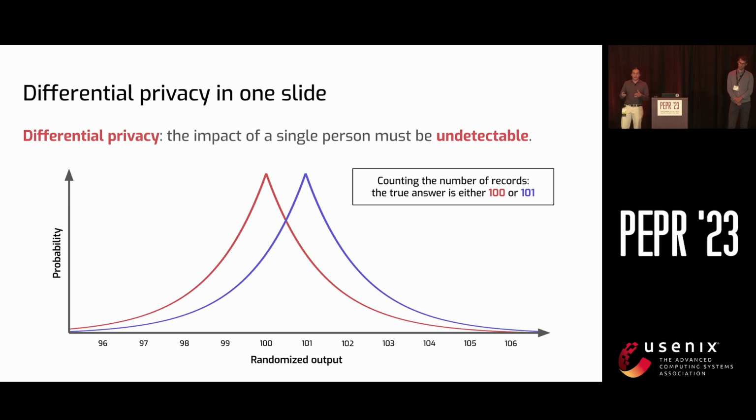Say that the true answer is 100. Instead of returning exactly that answer, you would pick a random number from the red distribution here. If the true number is 101, you're going to sample a number from the purple distribution. Note the shape of these distributions. In that case, one is always at most twice as high as the other. So every answer you get from one scenario, you could get from the other scenario with a similar probability. Here, it's a similar probability up to a factor of 2.